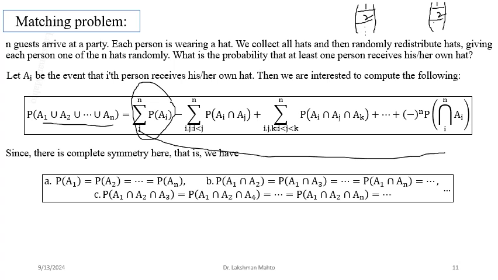Suppose consider three people are there, and that means three hats would be there. How many possible permutations would be there if three hats have to be distributed among three people? The answer would be factorial three, that means six permutations are there. So permutation is a map.